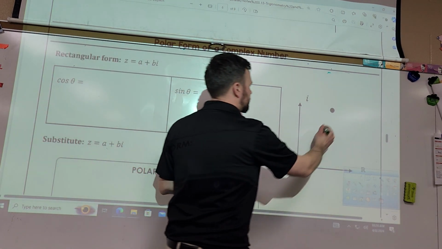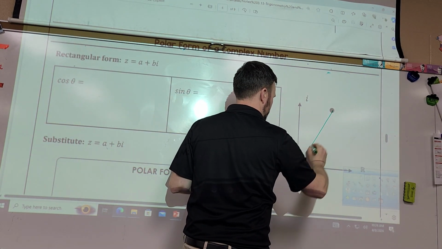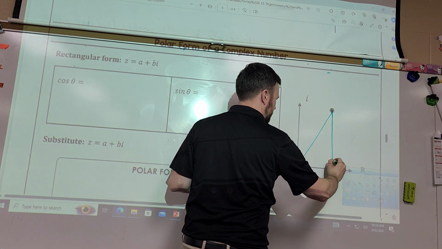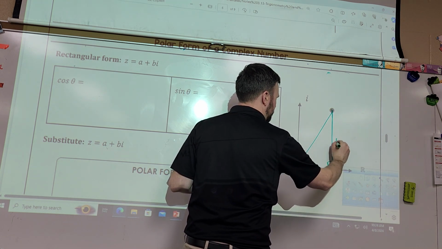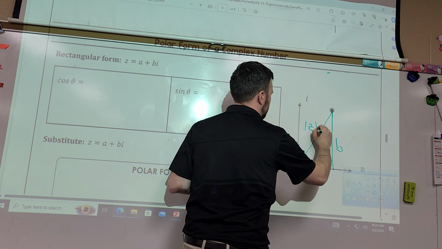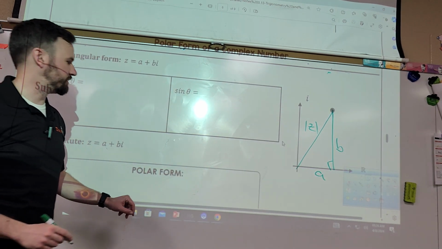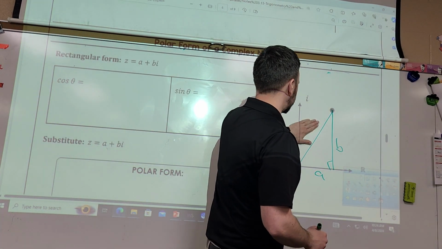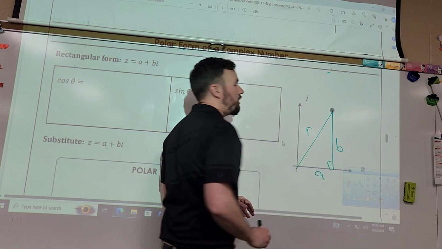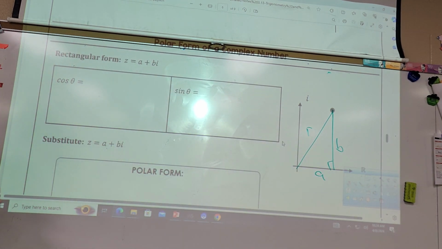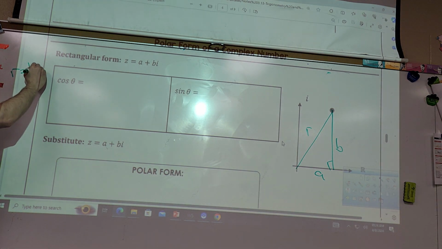I'll give you the proof. So let's draw this in. Let's draw on our triangle. This is A, this is B, this is Z, right? Or actually, let's do this. I don't want to call it Z right now. I'm going to call it R, R for radius. Now R, remember that this equals this, right? They're just different forms. They're going to be the same thing.